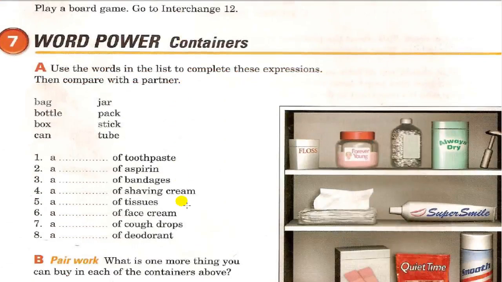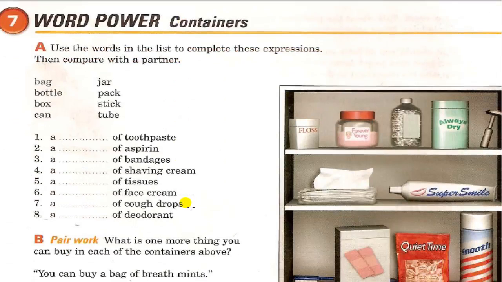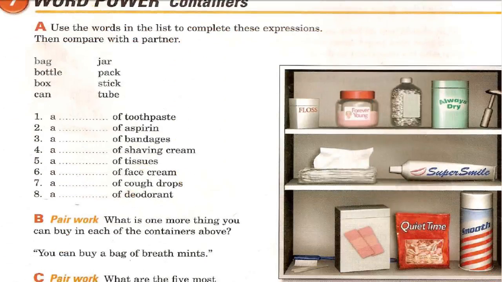Exercise number 7. In this exercise, we have different products. These products are not in Egypt. Some of them are in Egypt, some of them are not. The products are different. Some of them are in the USA, like a bottle of aspirin. In Egypt, we don't have aspirin in bottles.